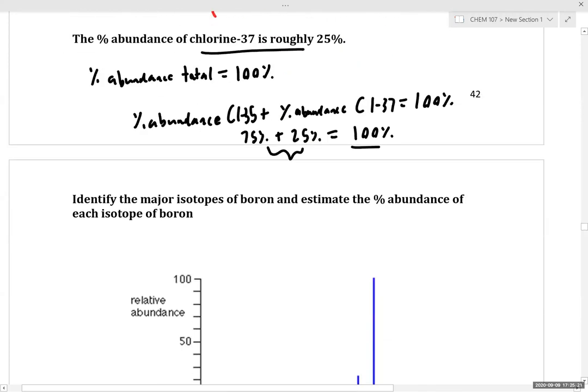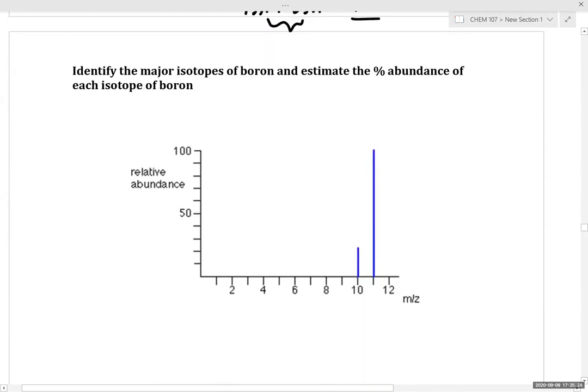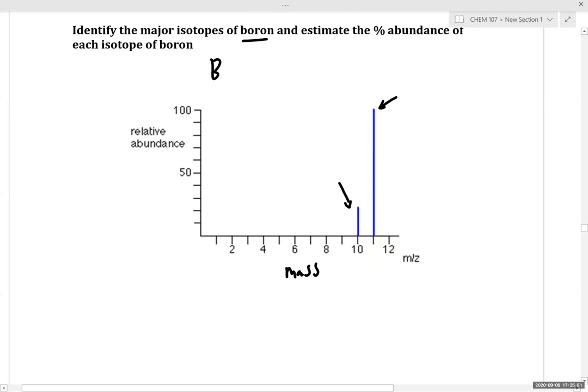So let's look at another example. Let's look at another element, and let's just estimate the percent abundance for each isotope of boron. The bottom readout tells us the mass, and this top readout tells us the abundance. So what two isotopes do we have for boron, which has the symbol B? We have boron 10 and boron 11.